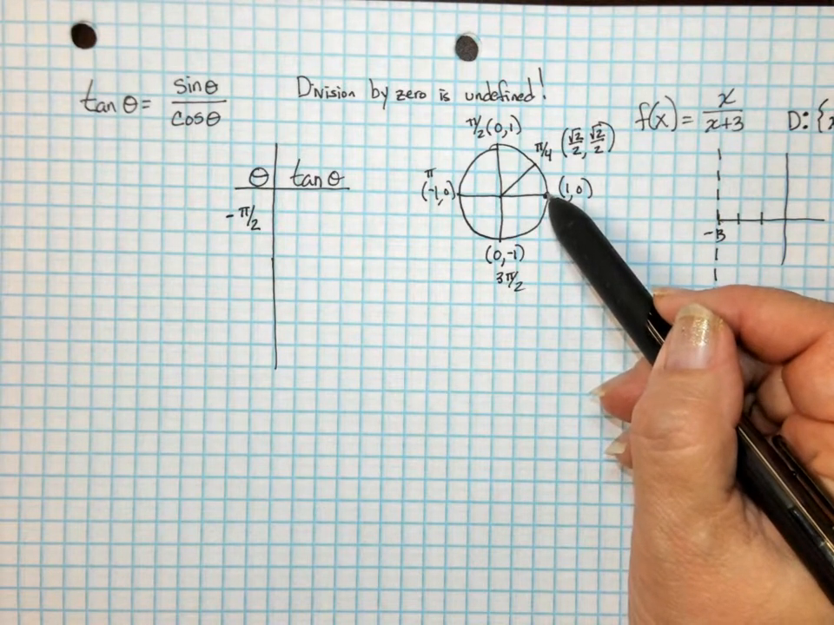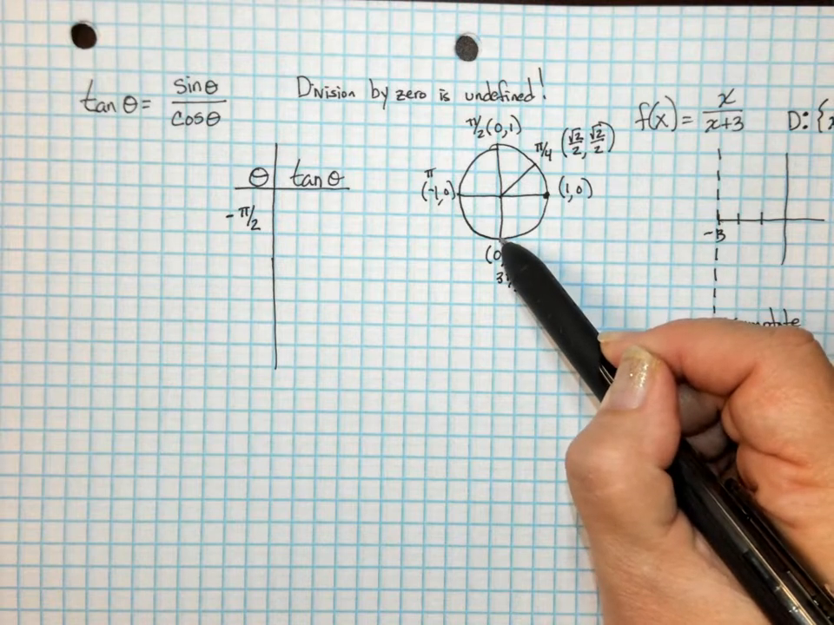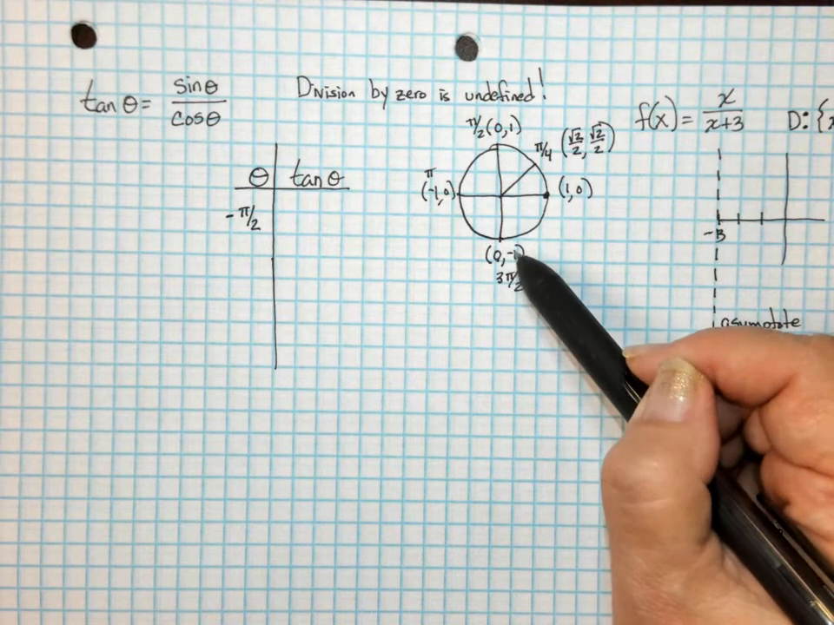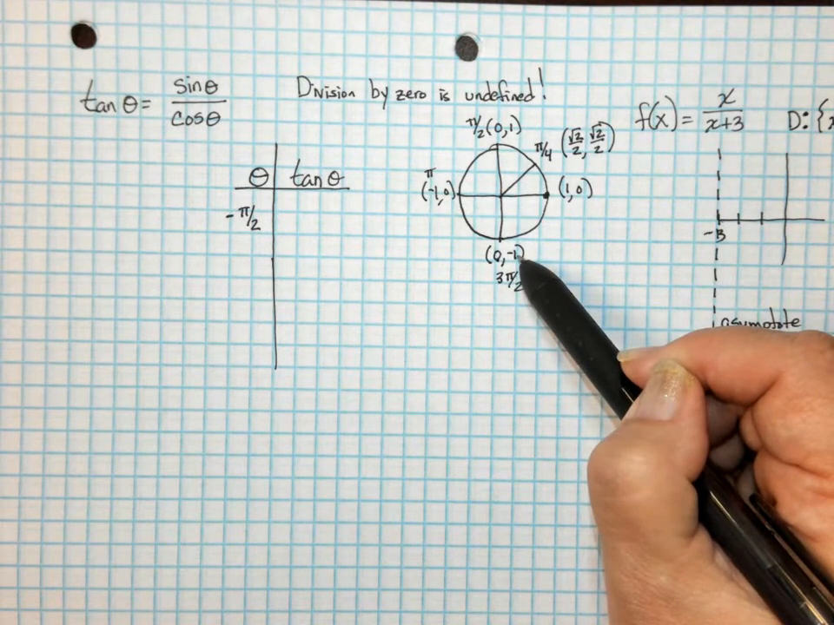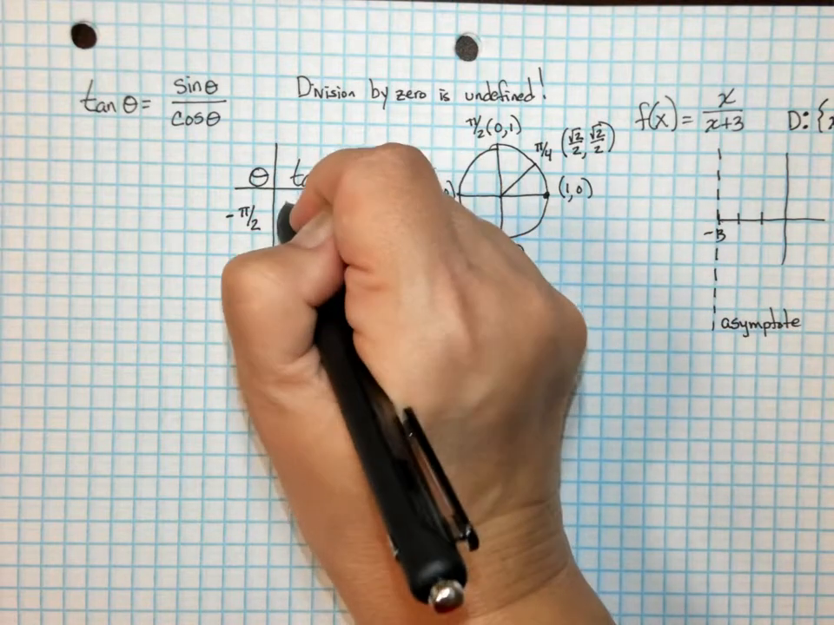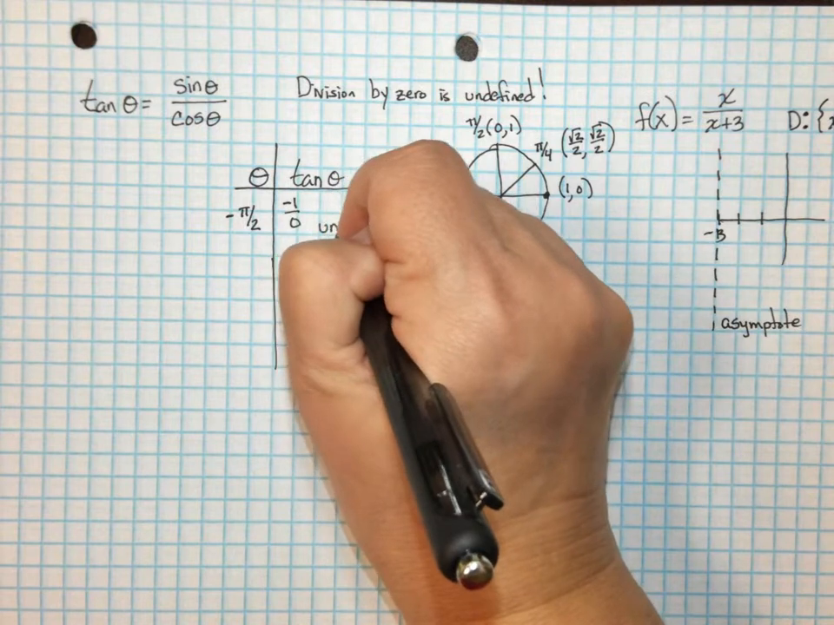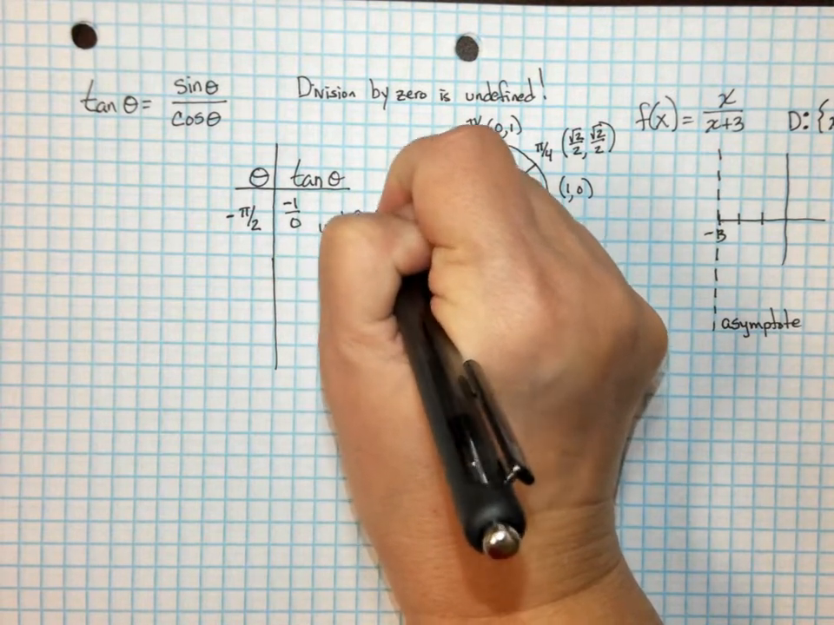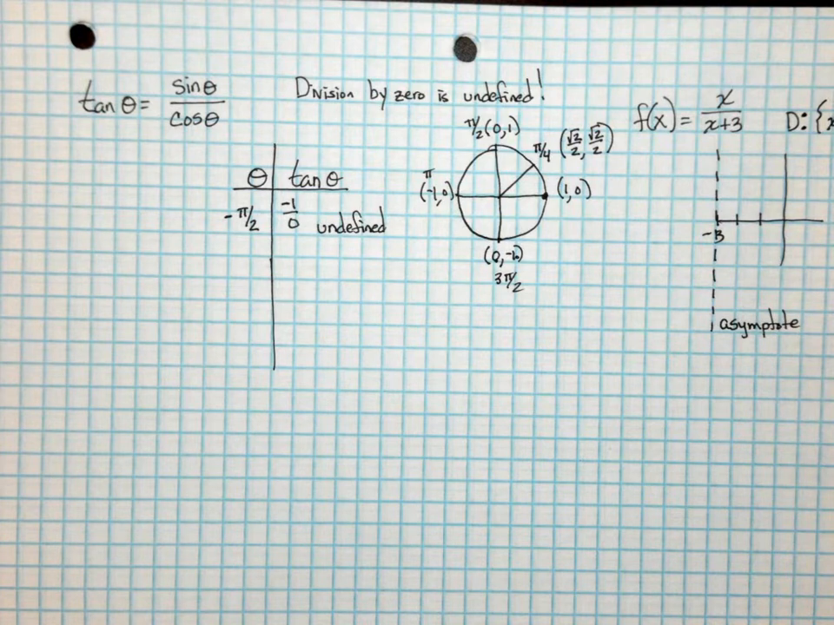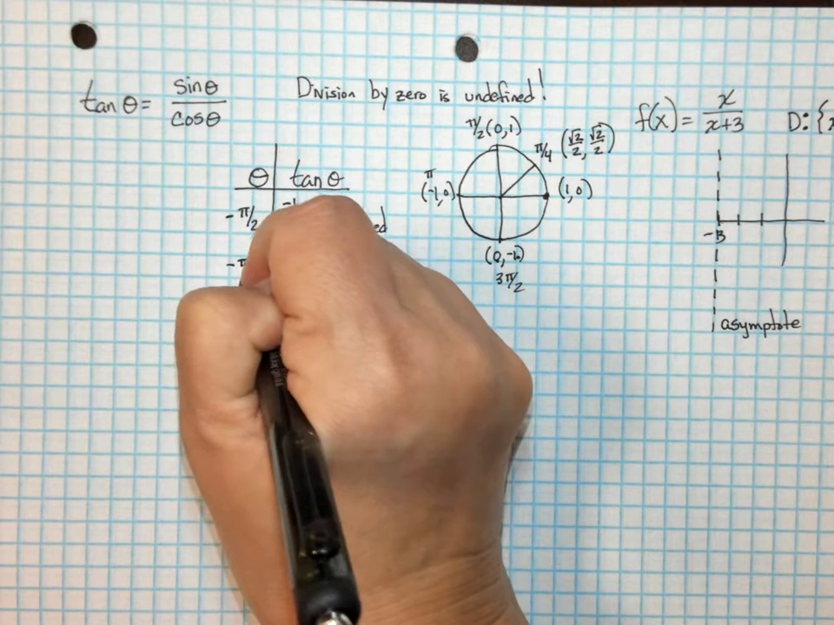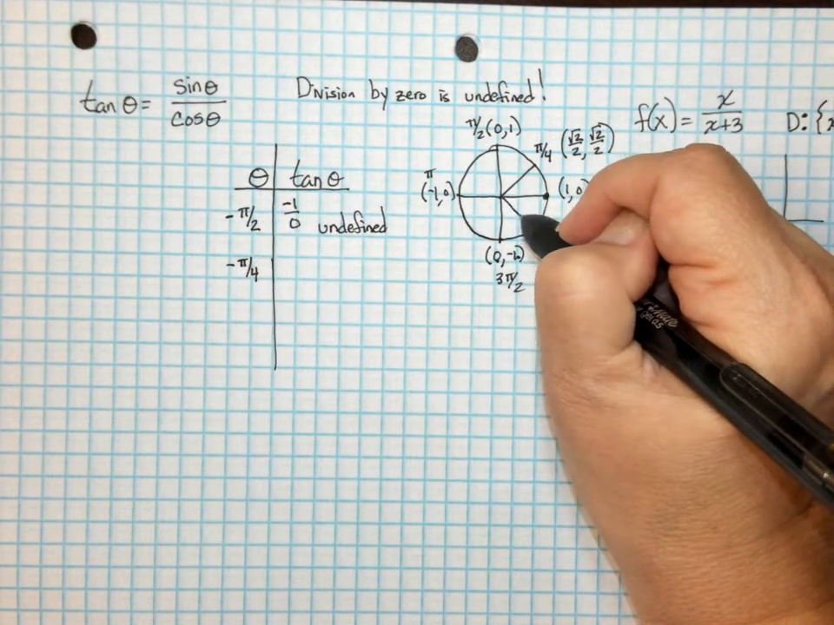So at negative pi over 2, which is here, right? Cosine is 0, sine is negative 1. So tangent is negative 1 over 0, sine over cosine, so tangent is undefined. And then I'm going to look at negative pi over 4, which is here.